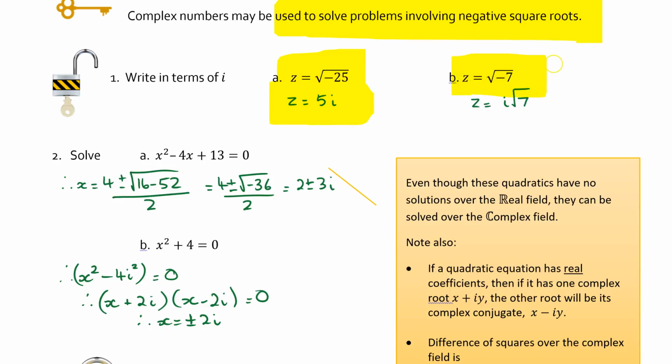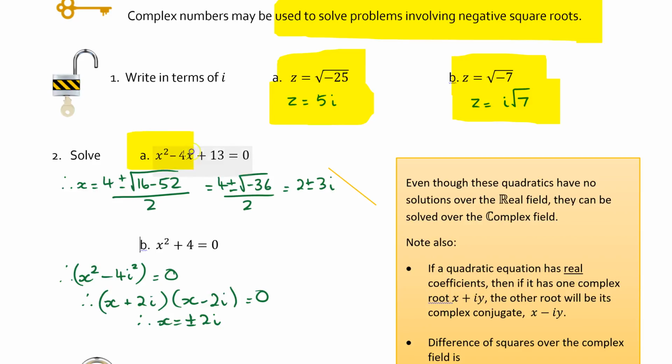Likewise, z equals the root of minus 7. We can think of that as the square root of 7 times the square root of minus 1, and the square root of minus 1 we can just write as i. So we can write the complex number in this form.